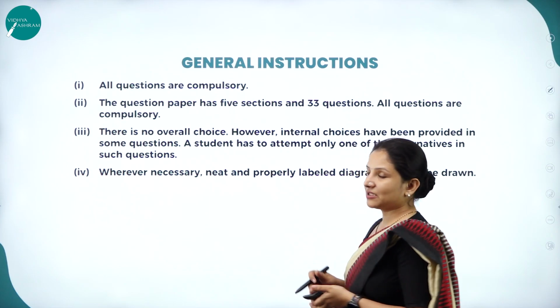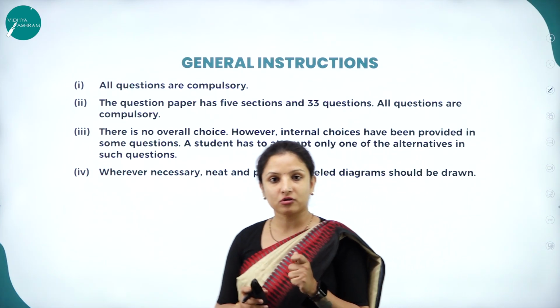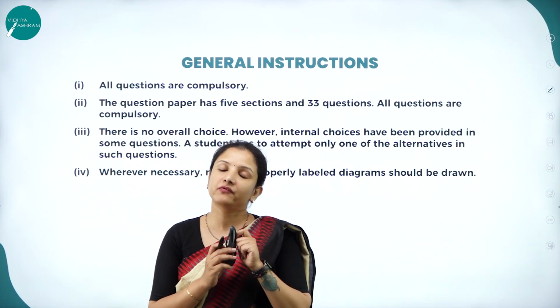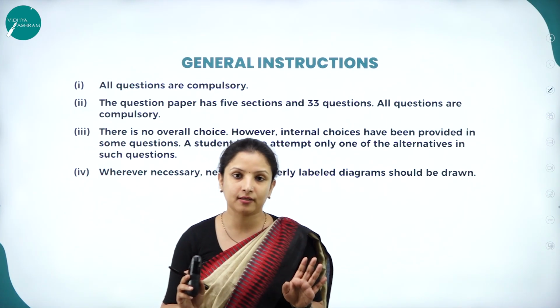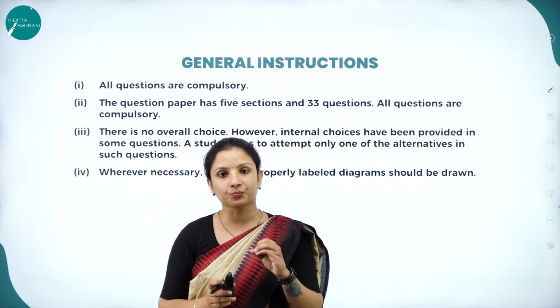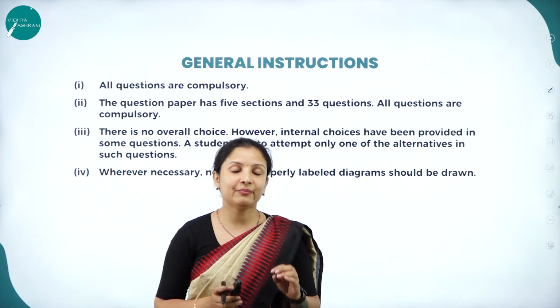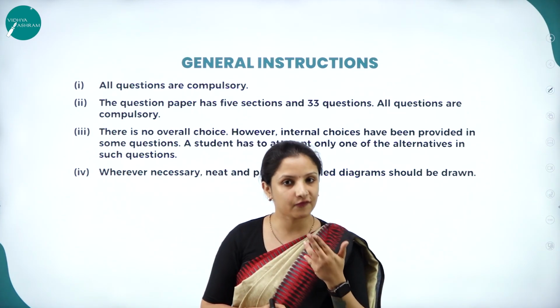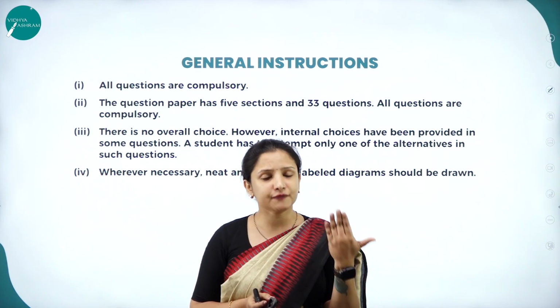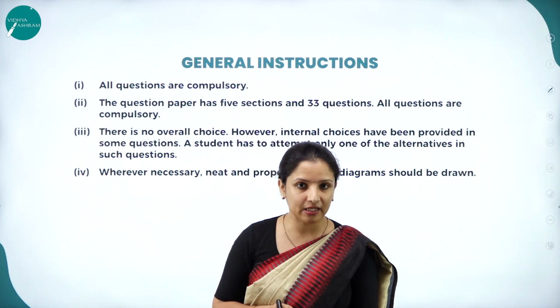And wherever necessary, a neat labeled diagram should be drawn. Always remember, label the diagram, because however nice or beautiful you draw a diagram, if you don't label it, then it is of no use. It's considered a 0. So therefore, draw a diagram and label it. Say for example, if it is for 5 marks, 10 labelings are compulsory. If it is for 3 marks, 6 to 8 labelings can be compulsory.